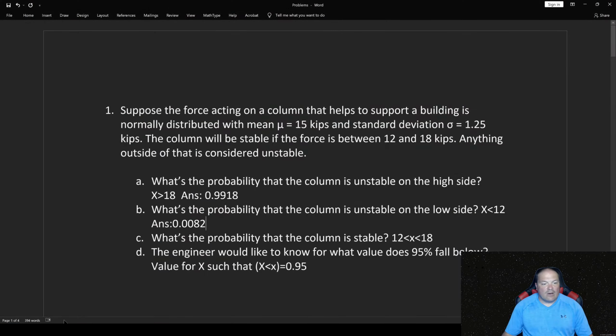Now, we're looking for what the probability is that the column is stable. So we saw earlier that it says here, the column will be stable if the force is between 12 and 18. So it's that extra step you have to be able to do: going from, okay, I know what stable means, so I can backtrack from stable in part C to realize from the question that that means we want between 12 and 18.